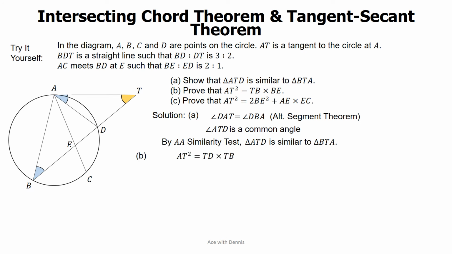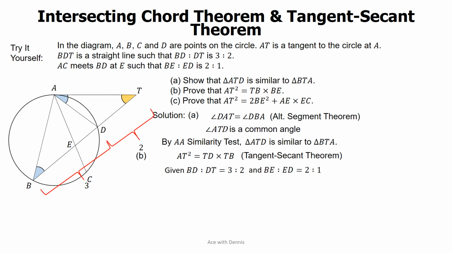For B, AT squared equals TD times TB because of the Tangent-Secant Theorem. Given that BD to DT is 3 to 2, let's label the diagram. BD is 3 units, DT is 2 units. And BE to ED is 2 to 1. From here, we can see that both BE and DT are 2 units. Therefore, BE equals DT.